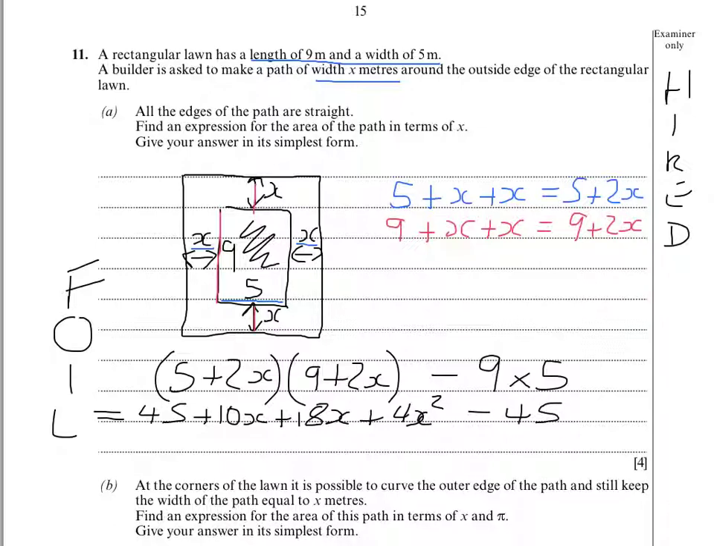So we've got a plus 45 at the start and a minus 45 at the end. So we know that those will cancel. And that then leaves us just with our final expression of our area in terms of x, which will be 4x squared plus, and the 10x plus the 18x gives us 28x. That's our final answer. And remember that you've got your units, so that would be measured in meters squared.